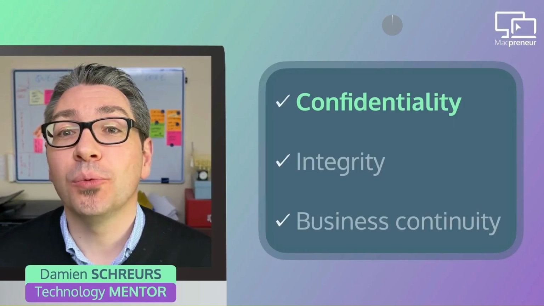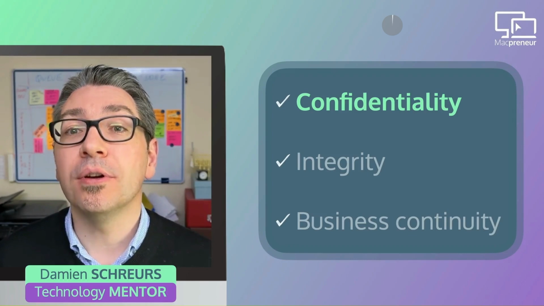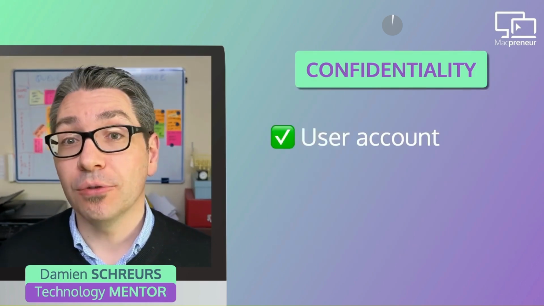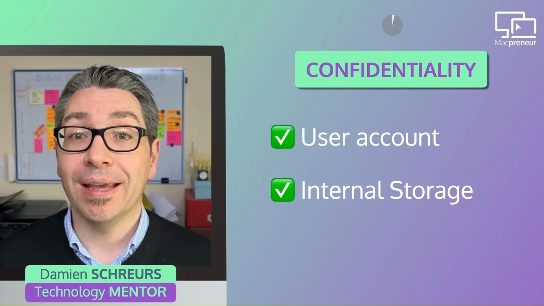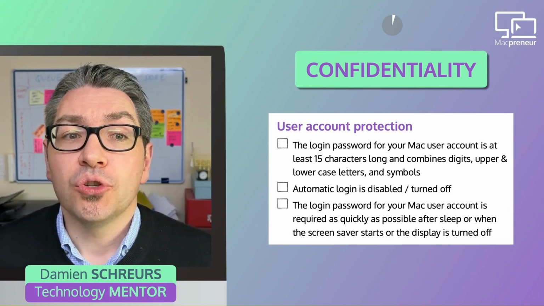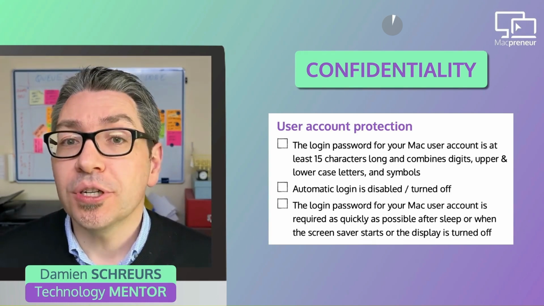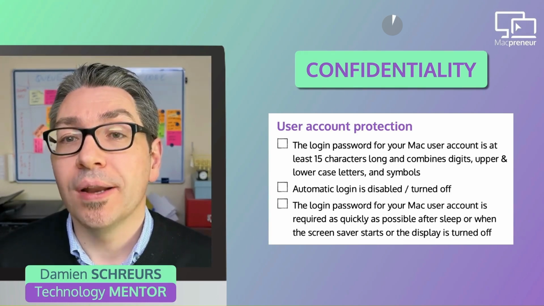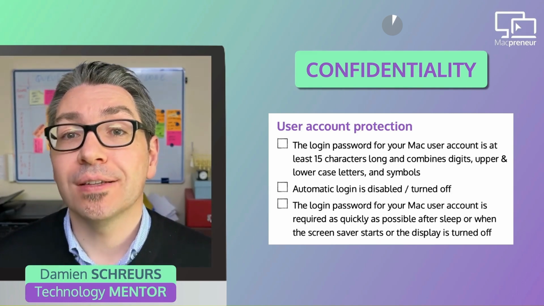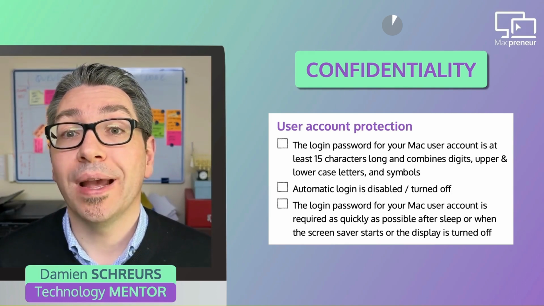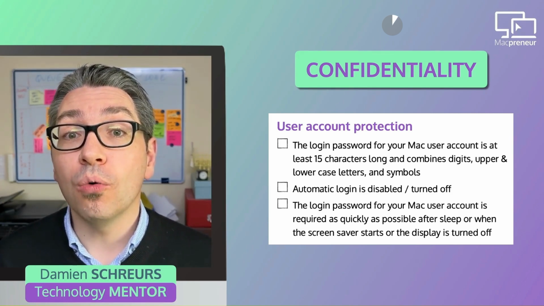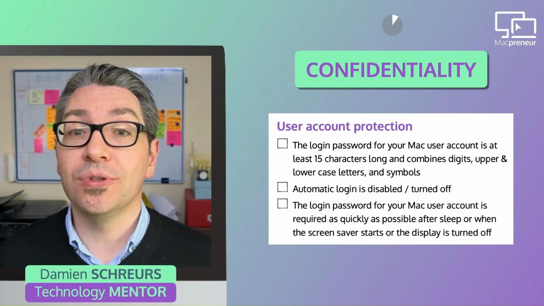Okay, so let's start with the confidentiality pillar, which covers the protection of your user account, the internal storage of your Mac, and the minimum to prevent data breaches. When it comes to user account protection, the question is, why is it important? Well, protecting our user account is the first line of defense against threats posed by anyone who might have physical access to your Mac or would be near you when you use it.